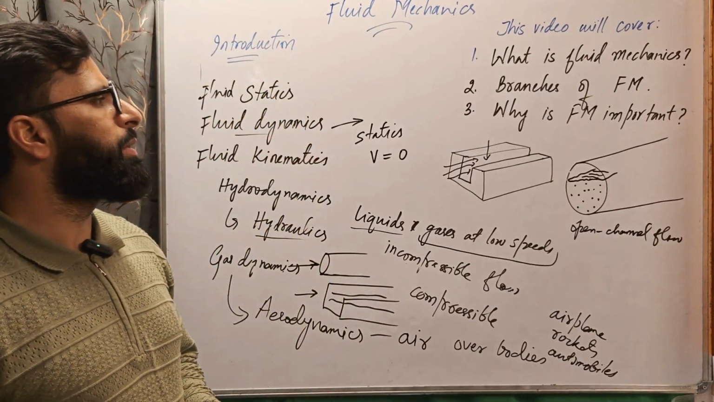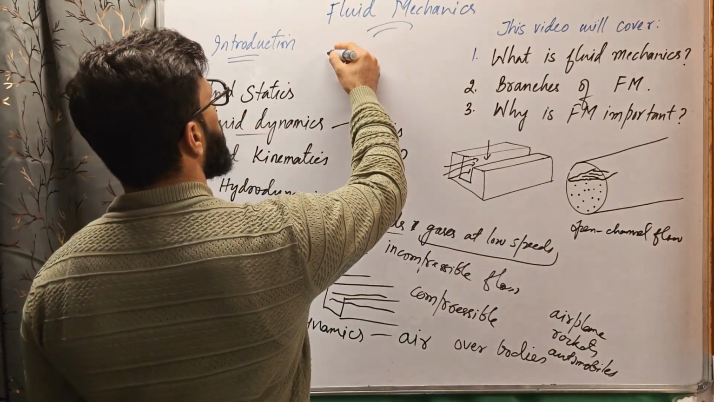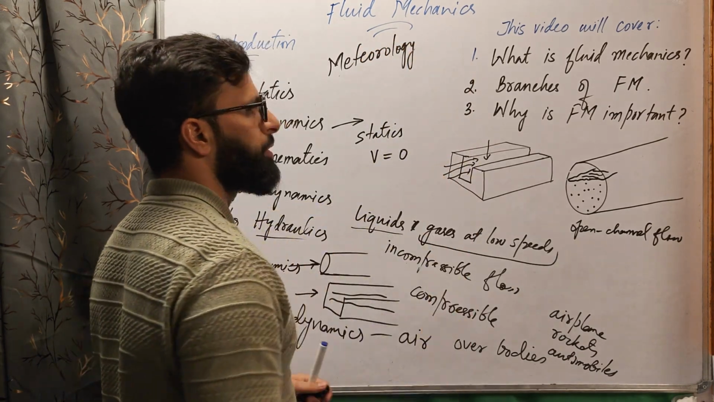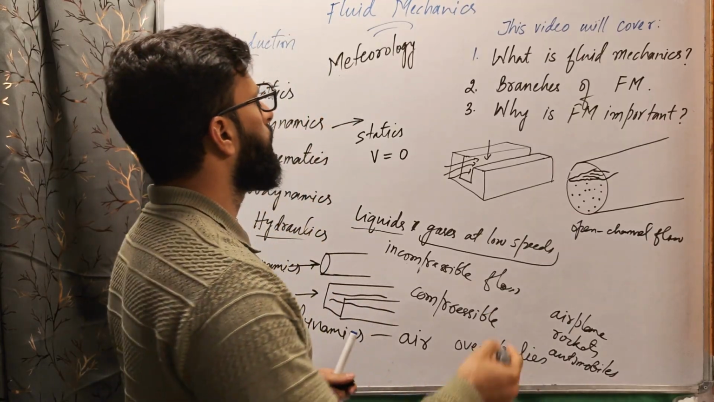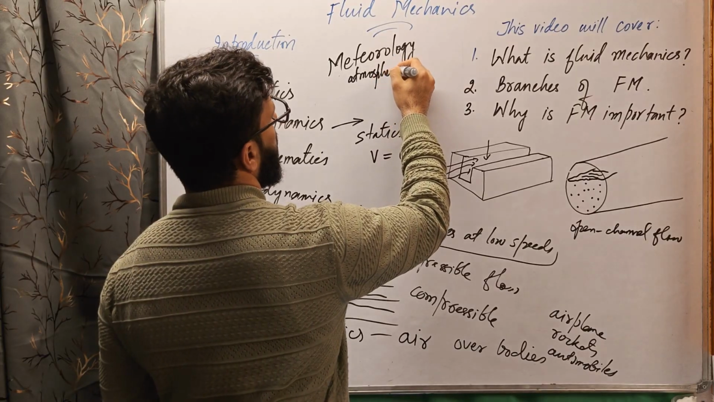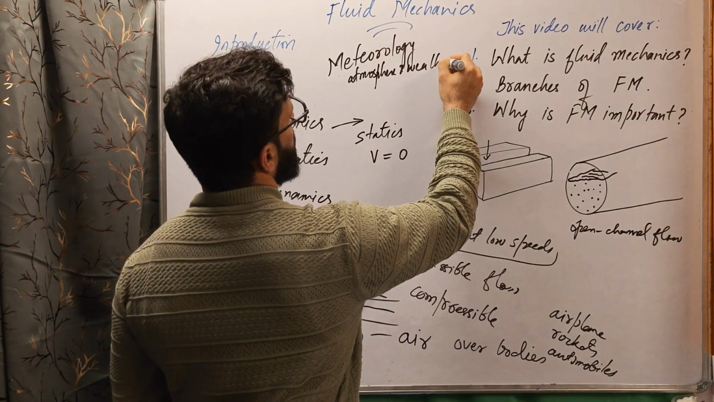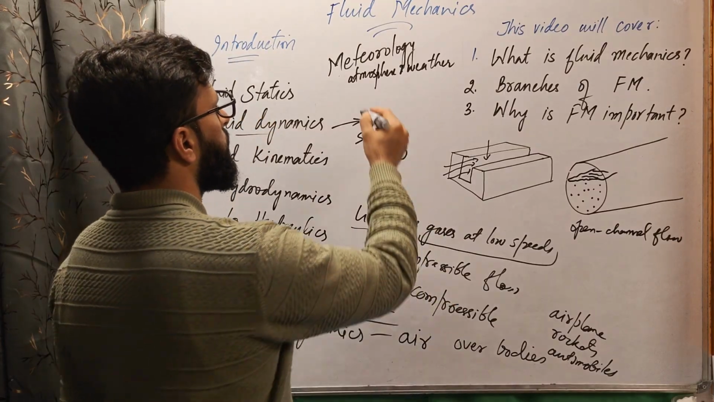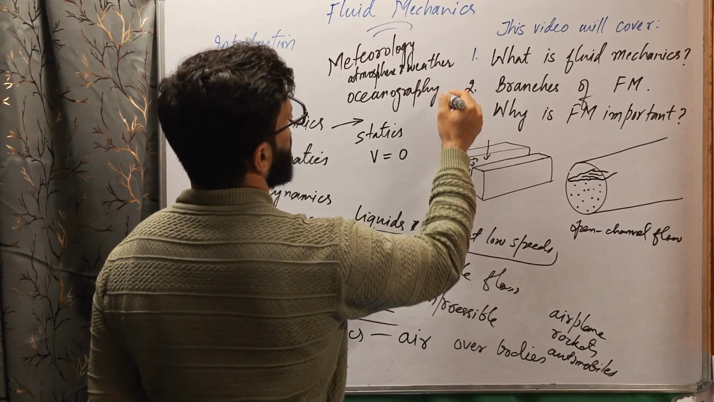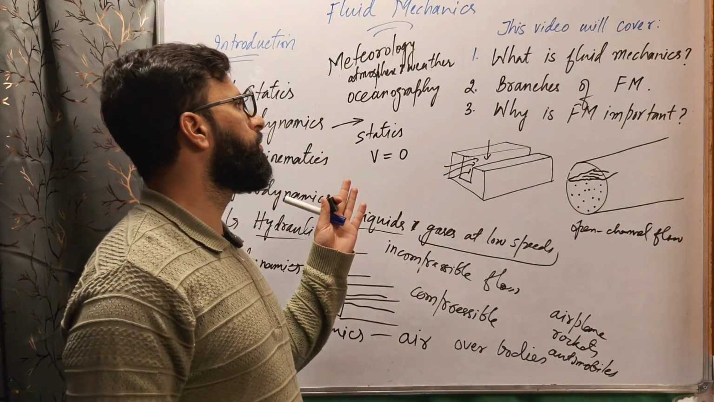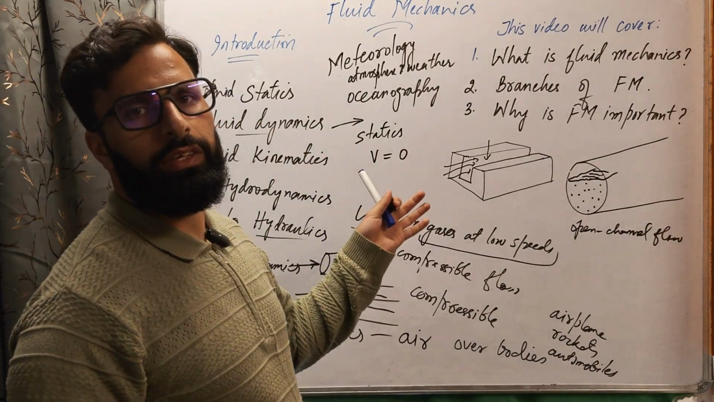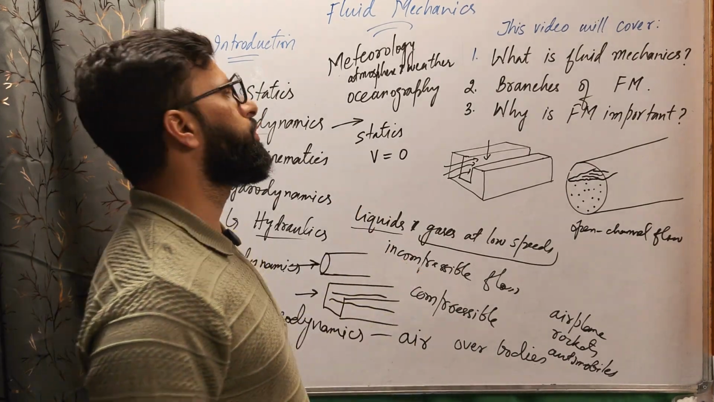Now there are other specialized branches like meteorology. Meteorology is the study of atmosphere and weather. Then there is oceanography, which is the study of flow in the ocean and all that. So meteorology and oceanography are the studies of natural flows, we can say.